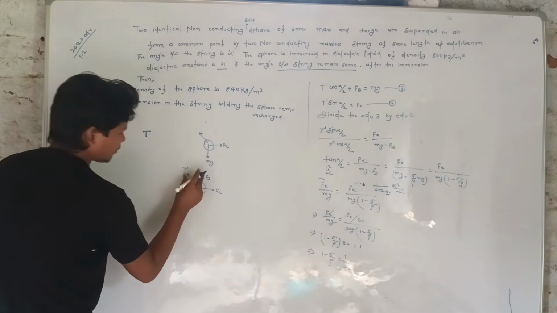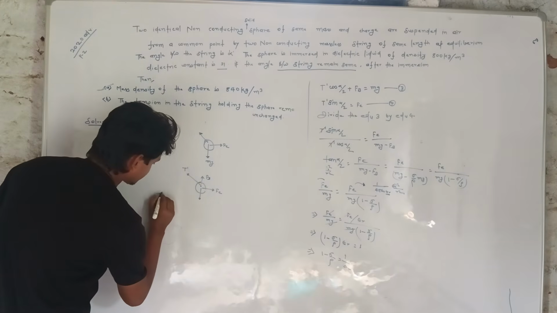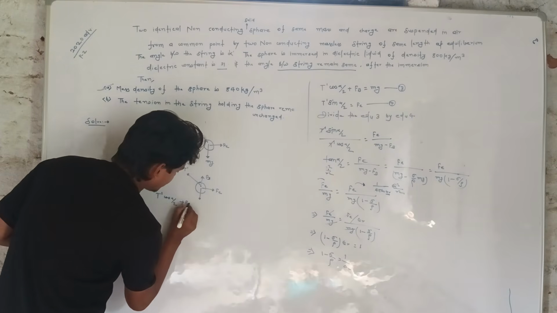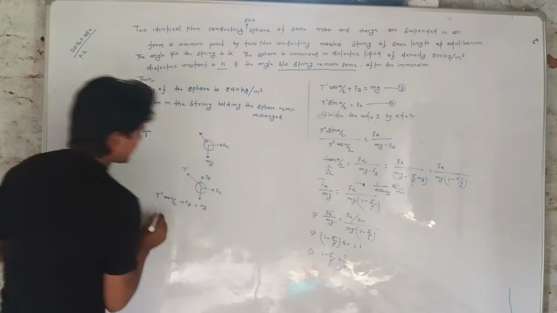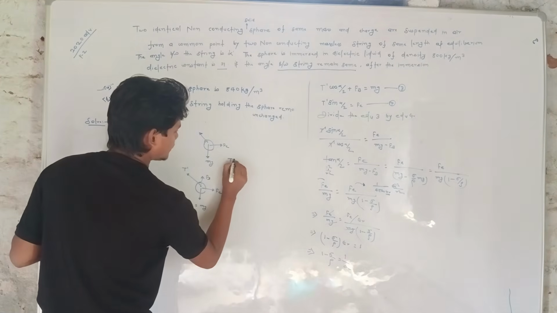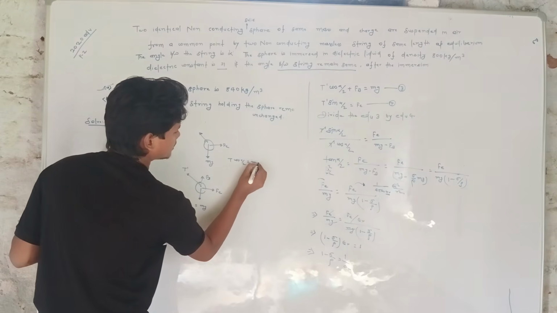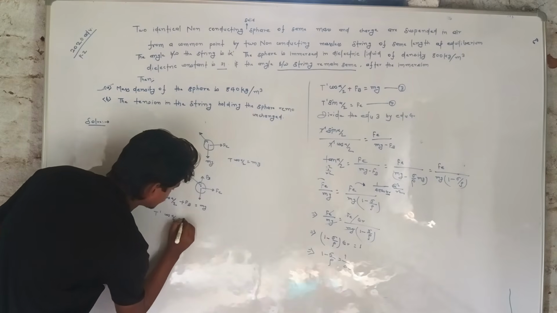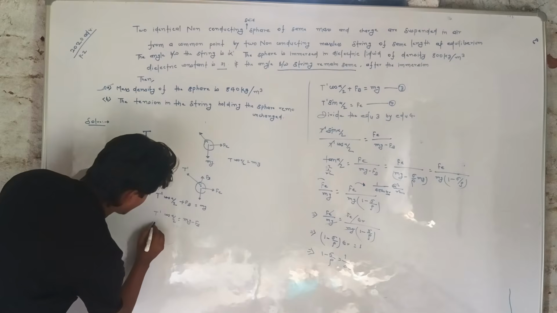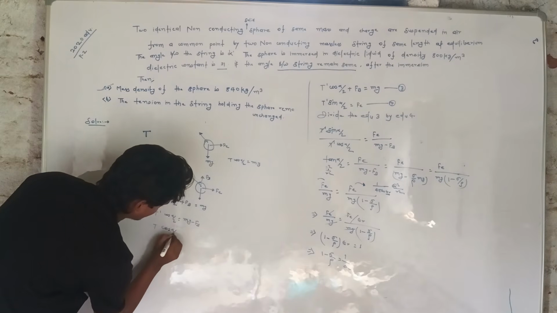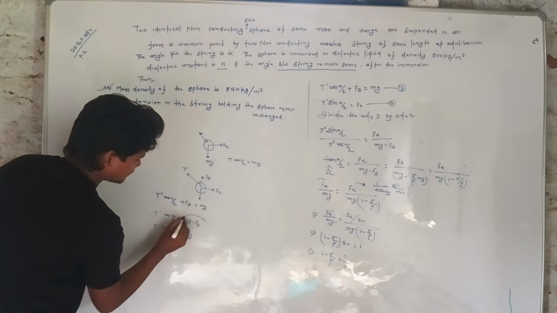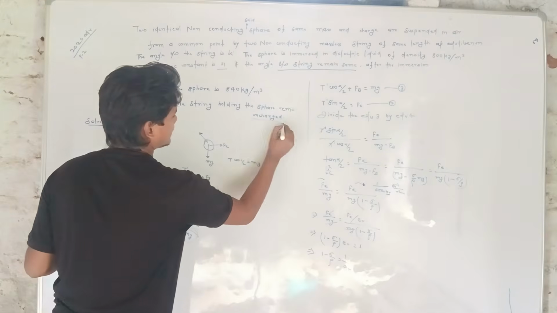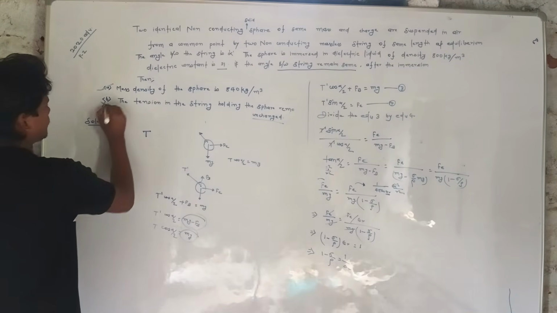If we compare the vertical component, then T dash cos alpha by 2 plus Fb is equal to mg, and in the first case T cos alpha by 2 is equal to mg. So here T dash cos alpha by 2 equals mg minus Fb, and in the first scenario T cos alpha by 2 equals mg. Here it is mg minus Fb, or here mg, so it is not unchanged. This option B will be wrong.